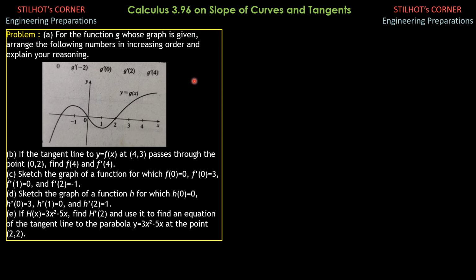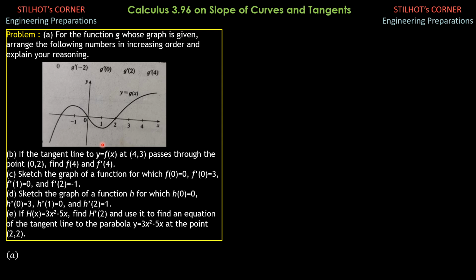So we have the value of g when x is 0, g of 0 also is 0. So 0, g prime of -2, g prime of 0, g prime of 2, and g prime of 4. Let's arrange them in increasing order. So we estimate the slope of the tangent at -2, and we will call that g prime of -2.